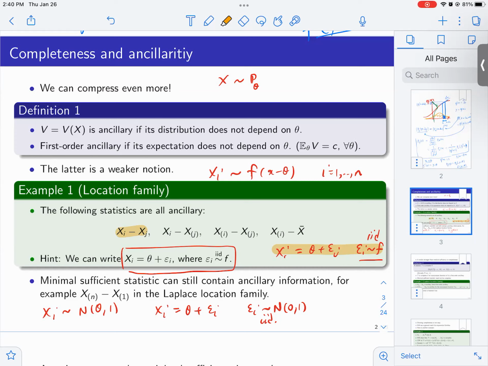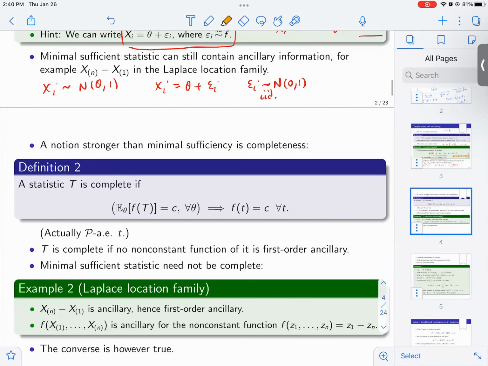When you say contains ancillary information, does that mean it depends on data in some way? That's not precise; this is the precise statement. This notion of completeness is different from minimal sufficiency. Forget about minimal sufficiency. A statistic is complete if this conditional statement holds: whenever I form a function f of t and take the expectation under theta, under the model, if this is constant as a function of theta, then f of t has to be constant. So f of t has to be the trivial function. For all constant functions this is definitely true, but completeness says that these are the only functions that are first order ancillary.